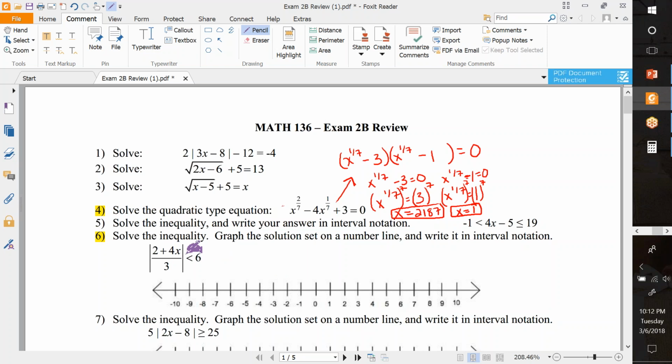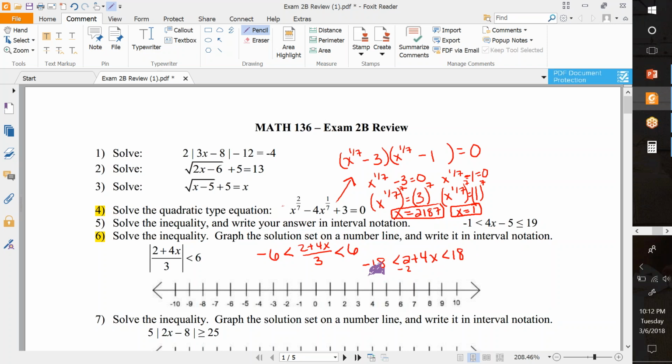When you have an absolute value which is isolated and a less than and a number that is positive, the way we solve it is we put the inside part in between -6 to +6. So it's the in-between case when it's less than. So then when we try to solve this, we would need to multiply everything by 3. So that would make this -18 less than 2 plus 4x less than +18. So I multiplied everything all the way across by 3.